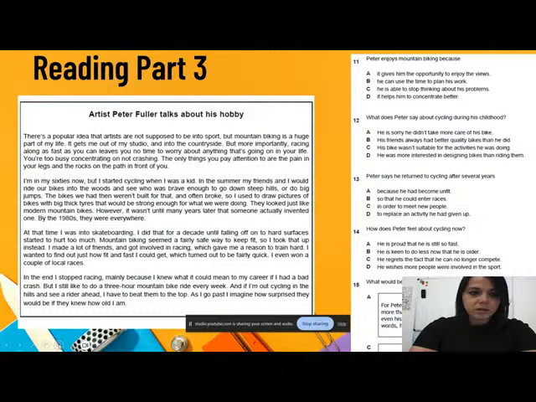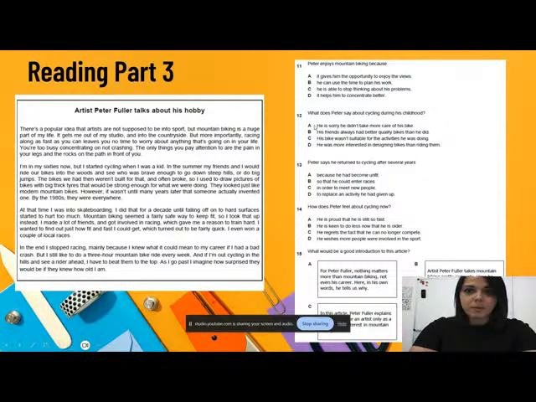Let me just zoom out for a moment. Here is the first question. Okay, Peter enjoys mountain biking because, and here we have 4 options. It gives him the opportunity to enjoy the views. He can use the time to plan his work. He is able to stop thinking about his problems, very important, and it helps him to concentrate better. Okay, so these are our 4 options.